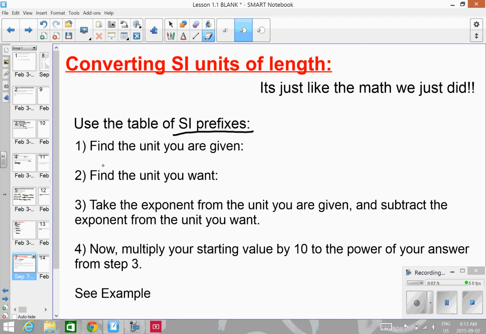So step number 1, you'll find the unit that you're given. Step 2, find the unit you want. And then we'll do some stuff with the exponents. We'll take the exponent from the unit you're given, subtract the exponent from the unit you want. Now multiply your starting value by 10 to the power of your answer from step 3. Now, I know that sounds like a lot, so we'll do an example.